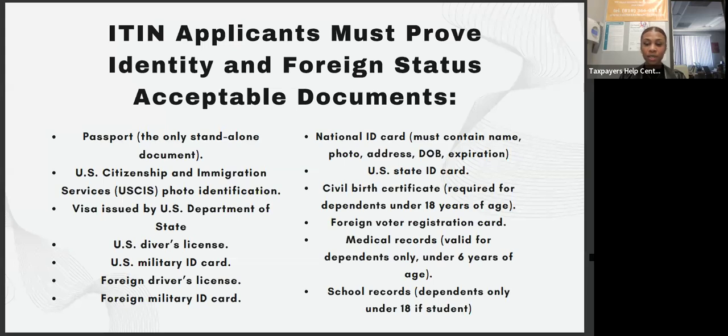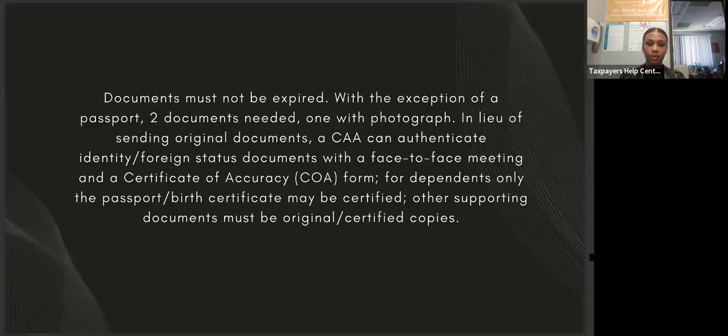Civil birth certificate is required for dependents under the age of 18. Foreign voter registration card will also be accepted. Medical records are valid for dependents only under 6 years of age. And lastly, school records, and these are for dependents only under 18 if they are a student. Documents must not be expired with the exception of the passport. Two documents are needed, one with a photograph.